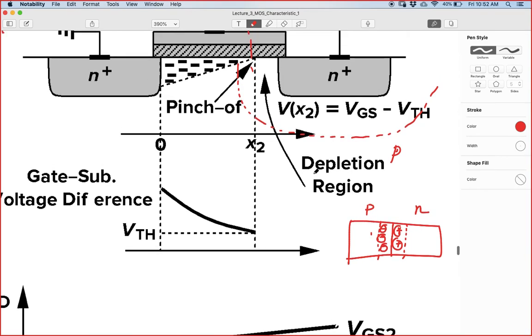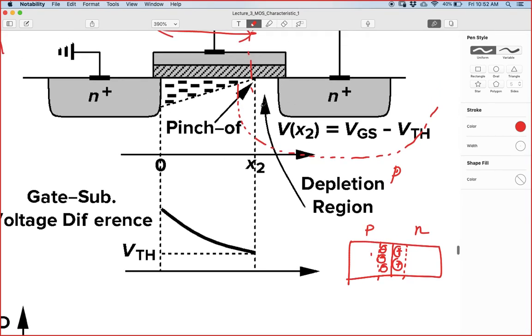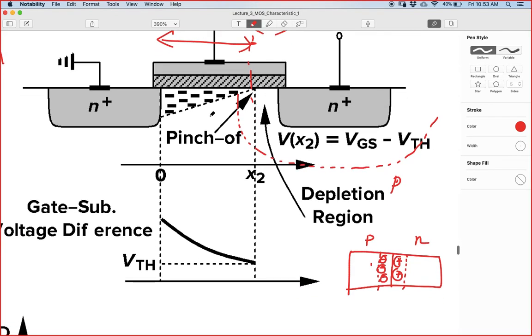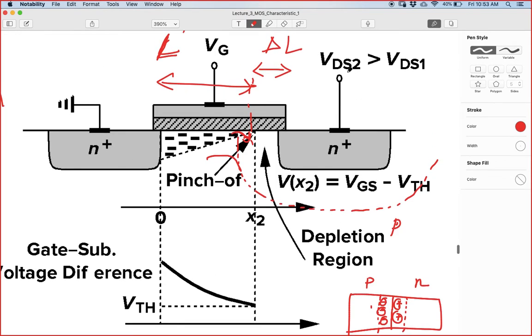Yeah. So because this is a P substrate and N, there will be the formation of this PN junction here. What happens is that because of this large positive potential, as soon as these electrons cross this barrier and go to this depletion region, they will be swept off by the large positive potential. Because of which there is a flow of current.